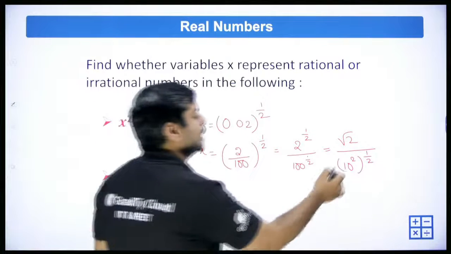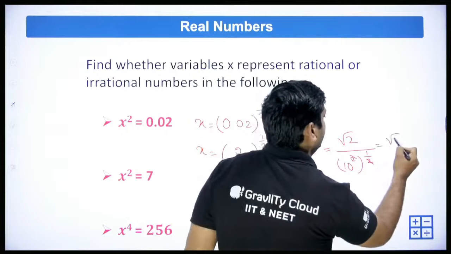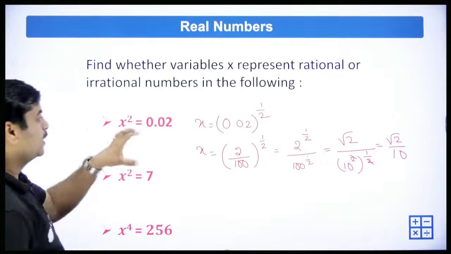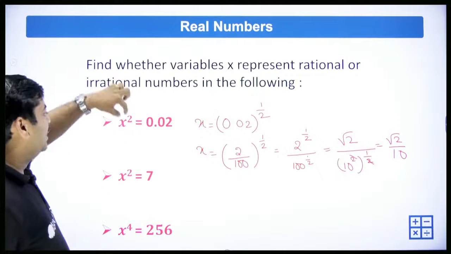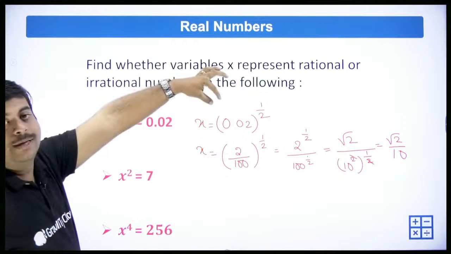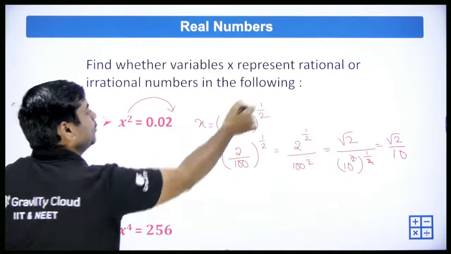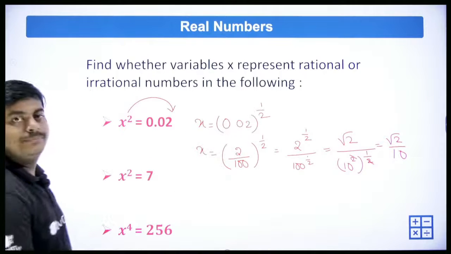So this 2 and 2 get cancelled. It is root 2 by 10. Once again, let's try to verify that. x is equal to, this 2 will come to the other side, becomes 1 by 2. This 2 will be transferred to the other side, becomes power 1 by 2.